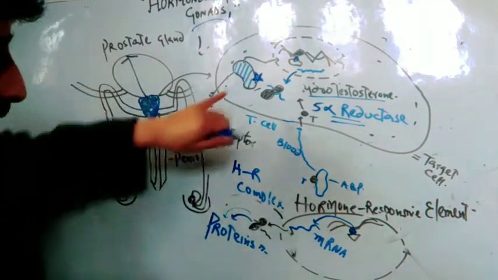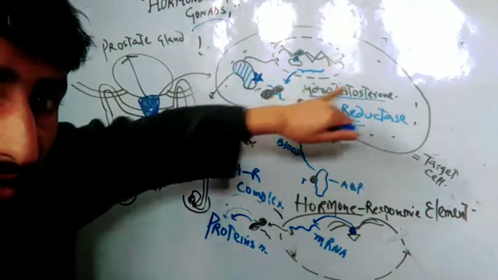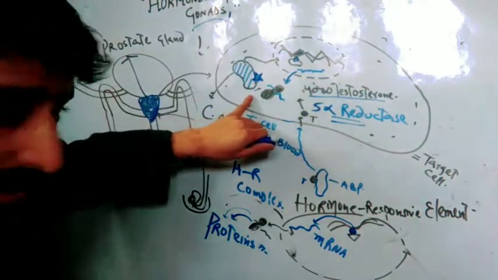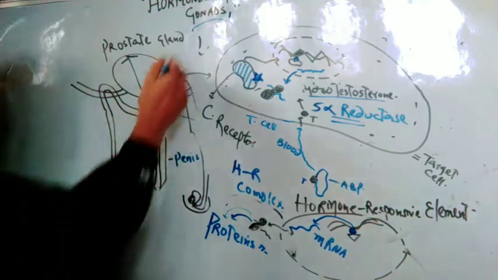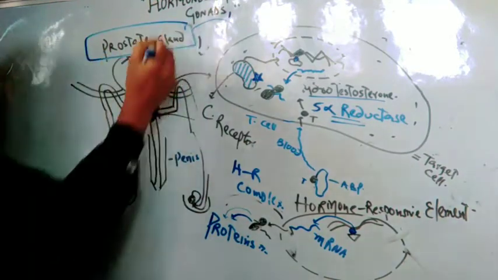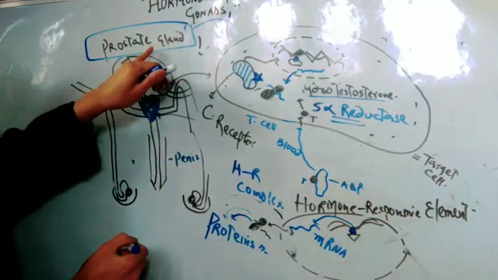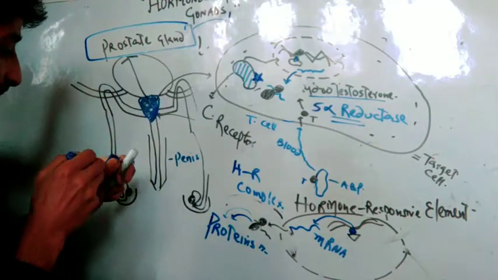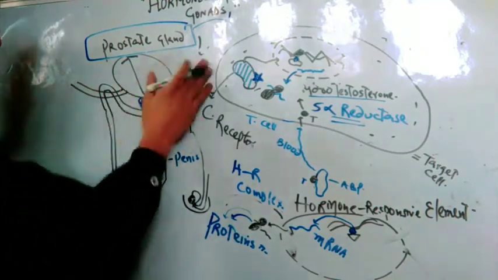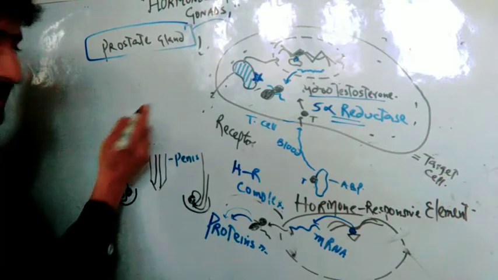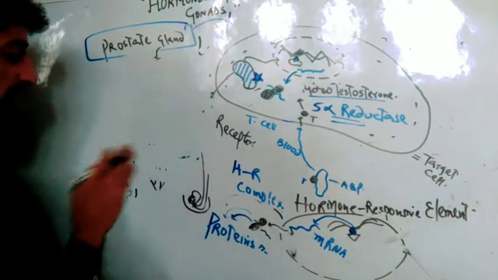So should we say that protein molecules are formed? Protein molecules are formed in the target cell or target organ. The target organ or target cell here is the prostate gland. In the prostate gland, proteins were formed.